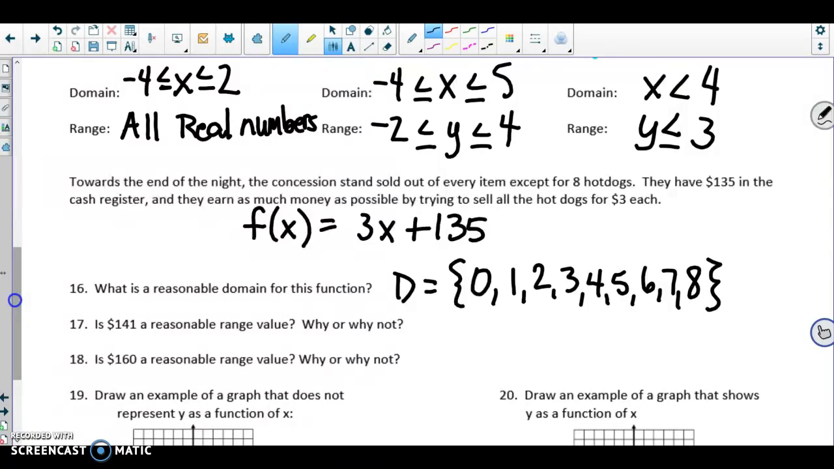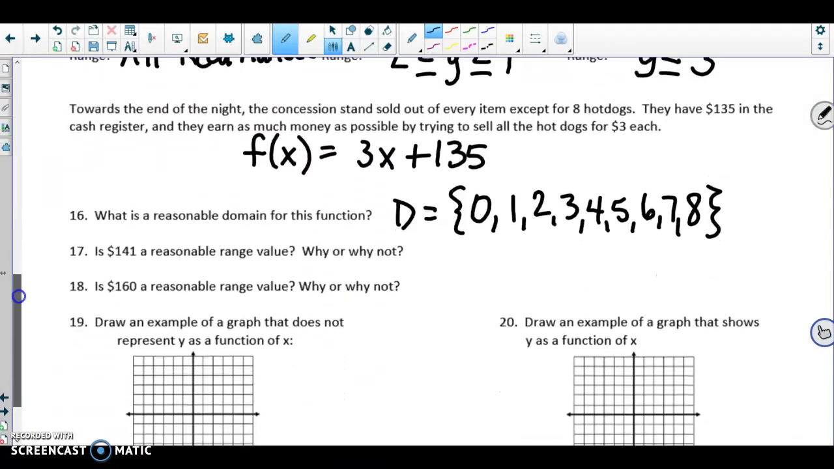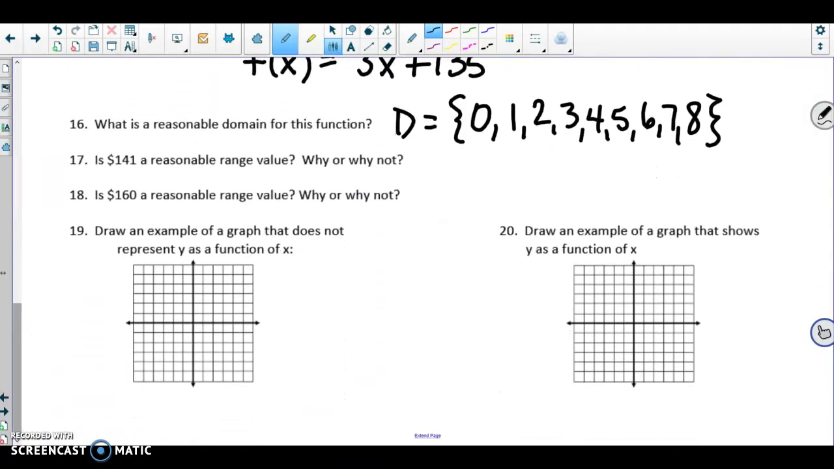Then it asks, is $141 a reasonable range value? Why or why not? Well, here's the thing. We already have $135 in there. So to get to 141, we have some amount, and then we add the 135 to it. And so really $6 would be how much we would need. Well, 6 plus 135 is 141. So is it a possible range? Yes, because 2 times 3 would give us that value of 141.